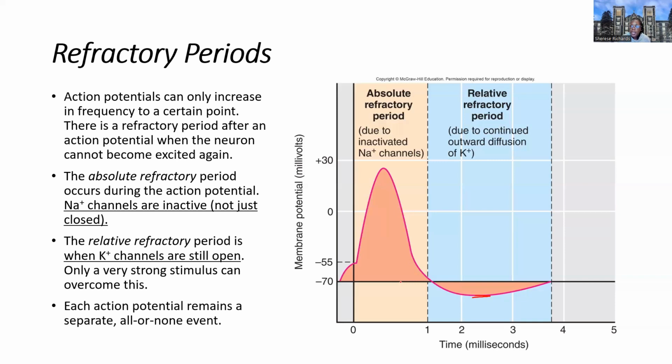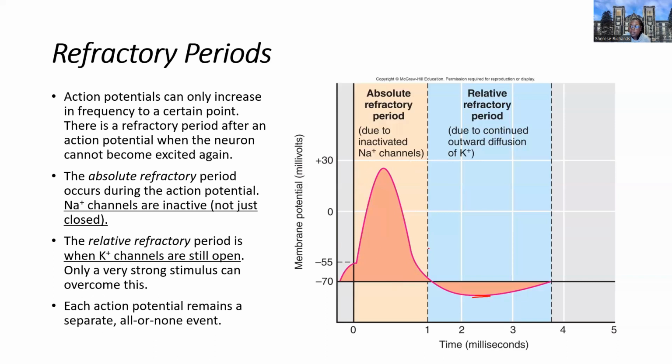All right. So in the absolute refractory period, because of the inactivation gates on sodium channels, it is impossible to fire another action potential. And this is going to be immediately during the action potential, but right after repolarization. So in that initial 1 millisecond time period.